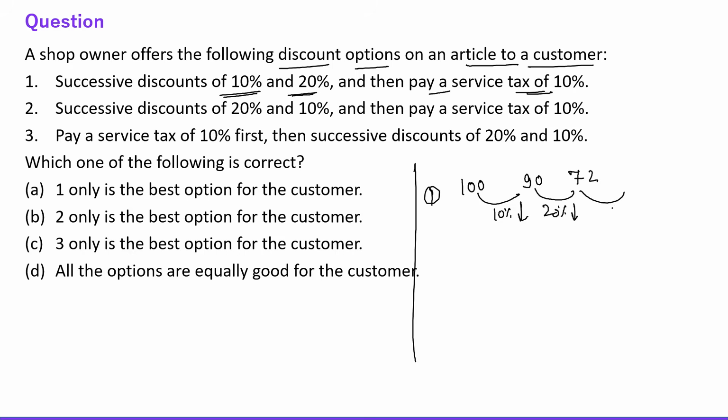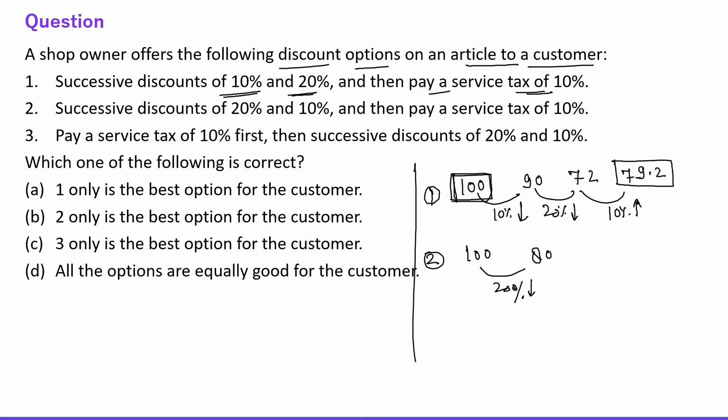And then here he has to pay a service tax of 10%. So now this will be added by 7.2. So 79.2. So final price is 79.2. If the MRP is 100, then final price he has to pay is 79.2 in the first offer. Now what about the second offer? If the MRP is 100, let's say, then the successive discount is 20%. So initially the discount is 20%.